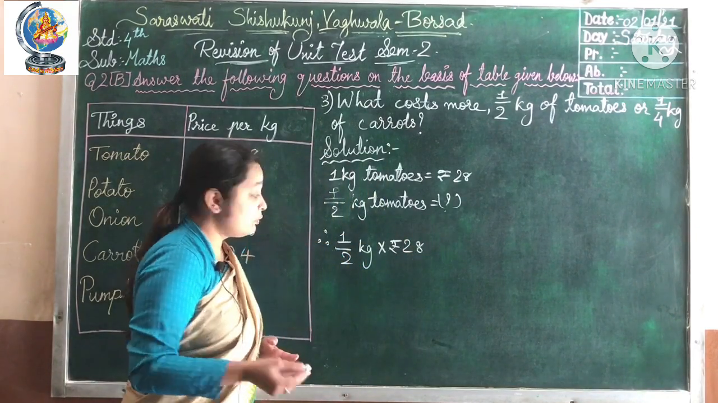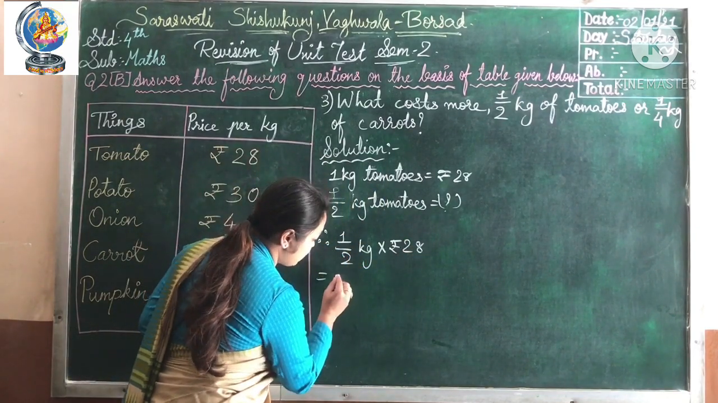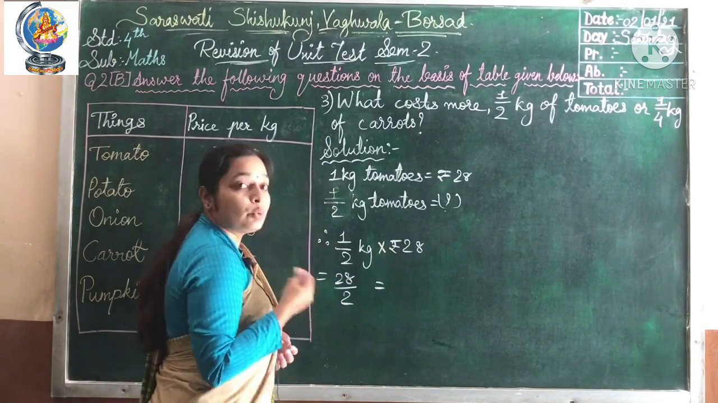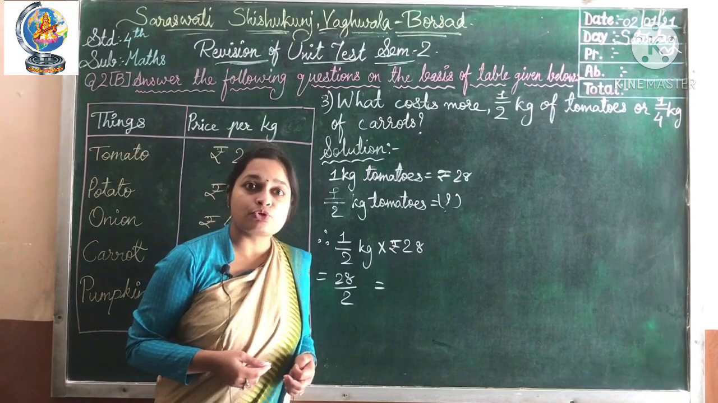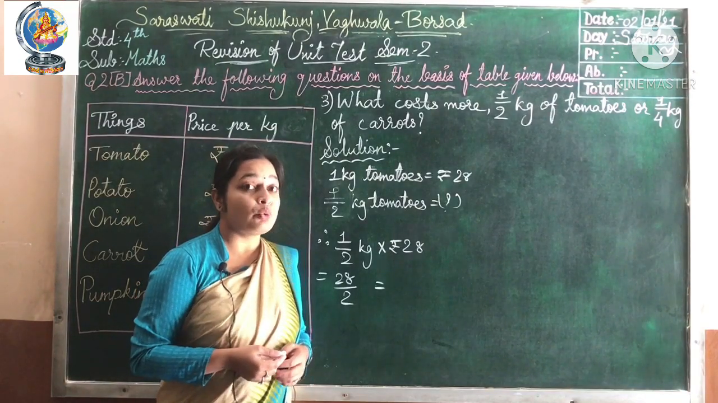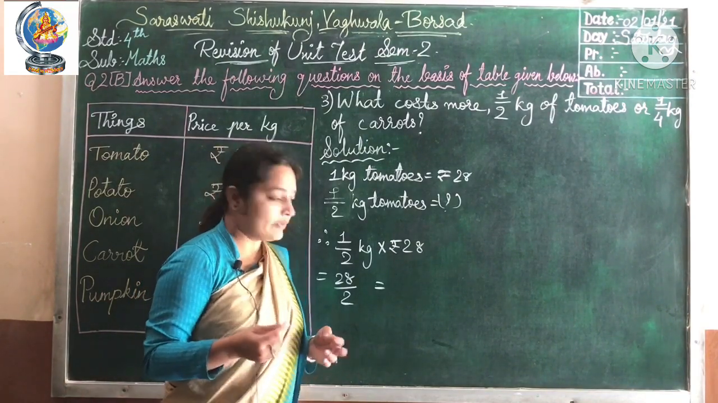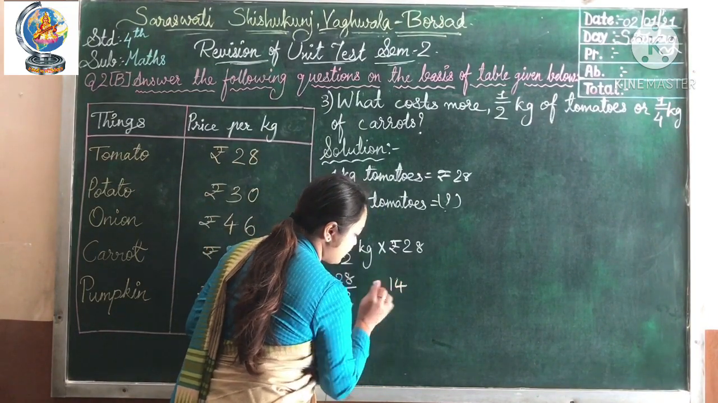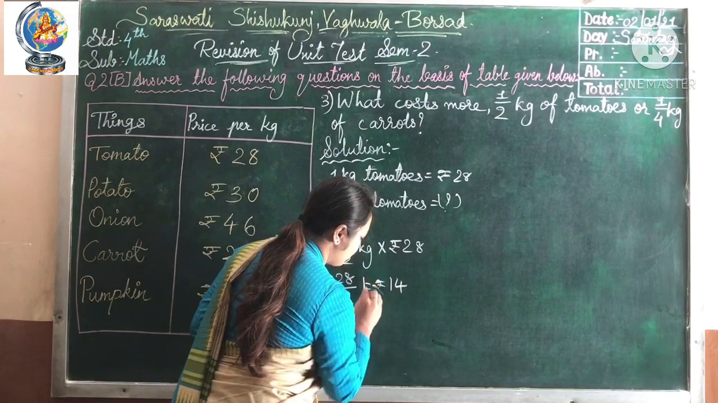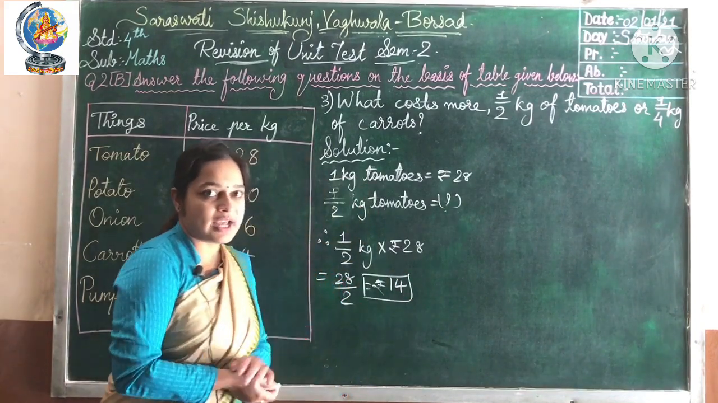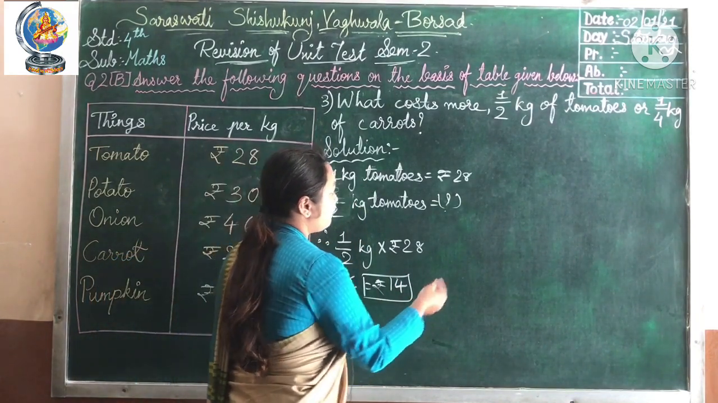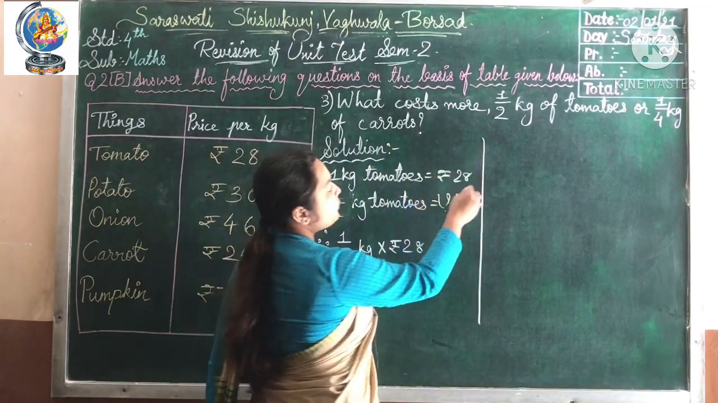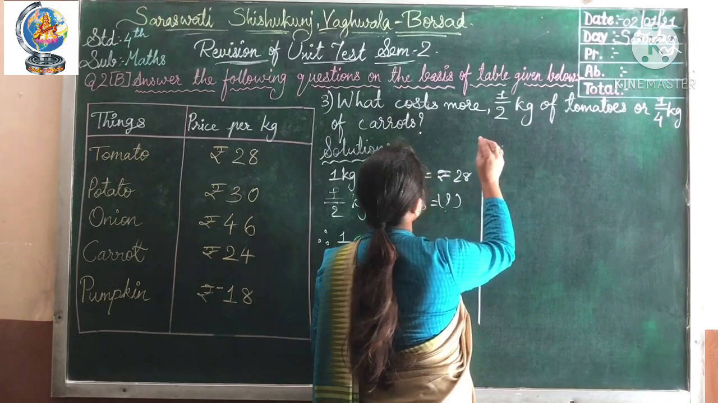We can write it here like this: 28 by 2 is equal to, we get 28 in the table of 2 when we multiply 2 with 14, right? So here our answer is 14. So we can say that it is equal to rupees 14 for the 1/2 kg. Okay, now in the same way let's find it for 1/4 kg carrots.